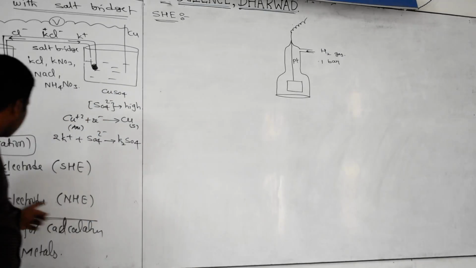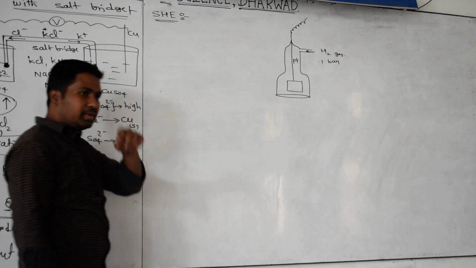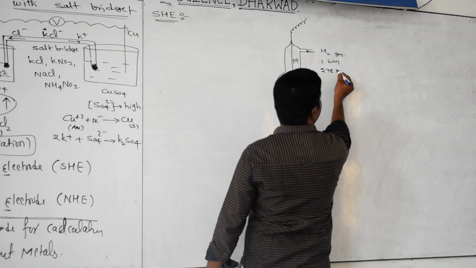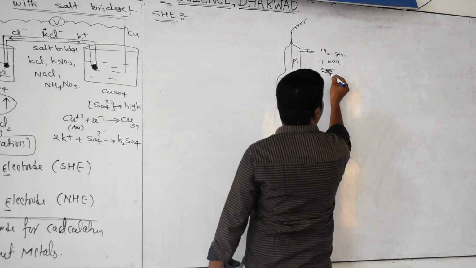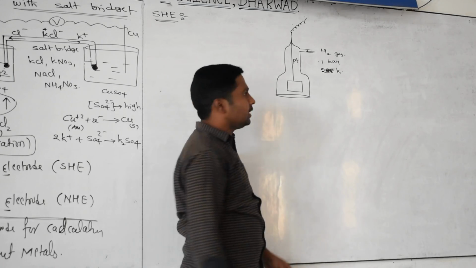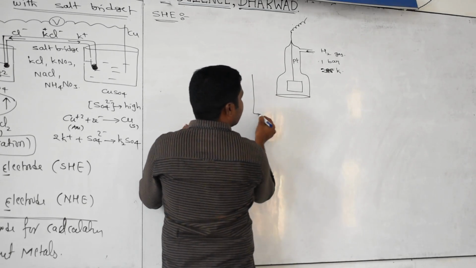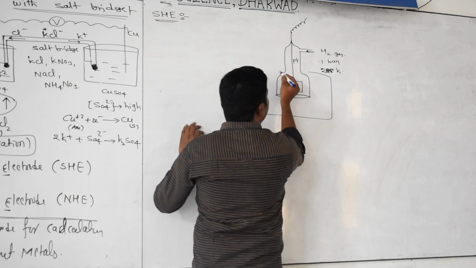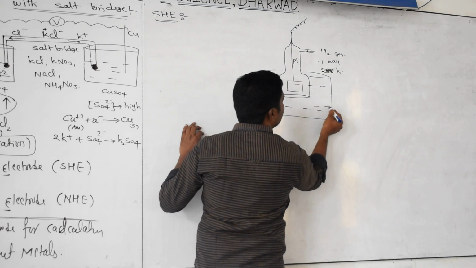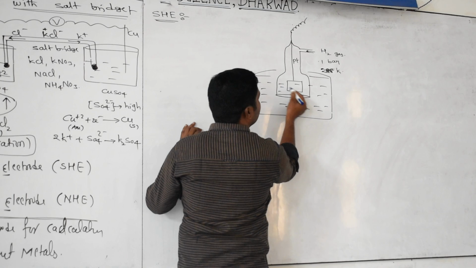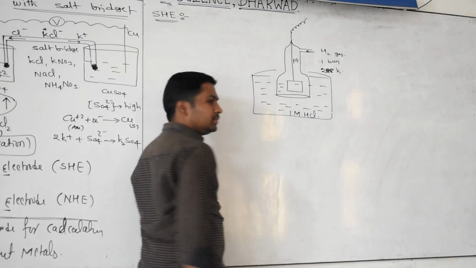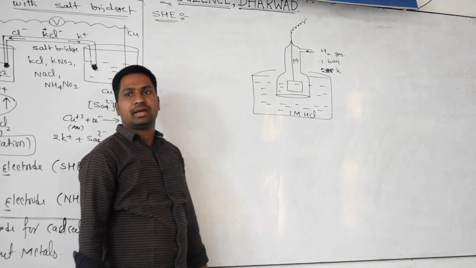Why? You are learning about the standard hydrogen electrode. That's why you have to maintain everything standard. What temperature has to be maintained? 298 kelvins, because 25 degrees Celsius is nothing but 298 kelvins. It will be placed in another container. In this container, you have to take one standard solution. Do you know what the standard solution is? 1 molar HCl solution has to be taken. This is called SHE, the standard hydrogen electrode.